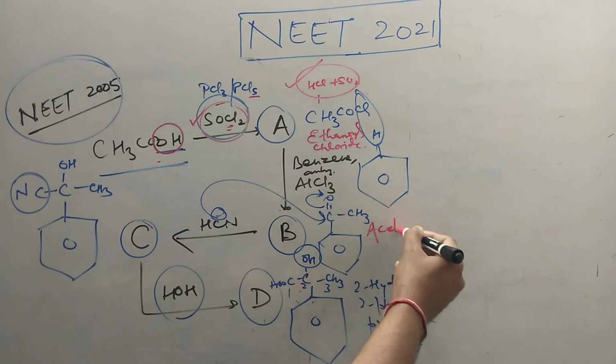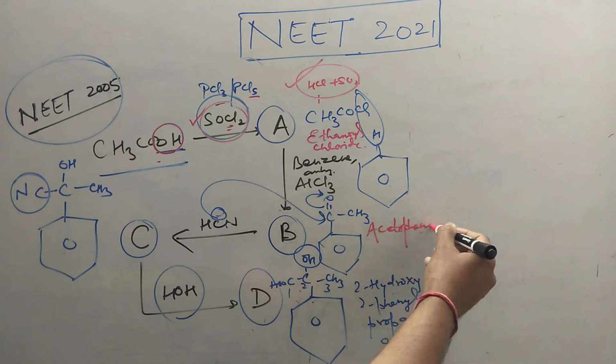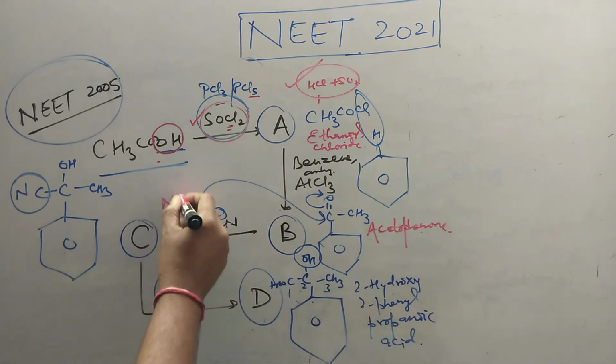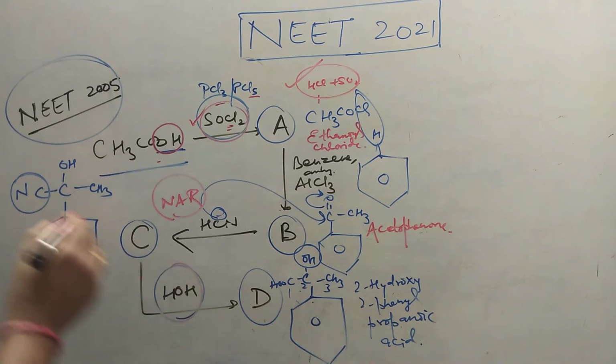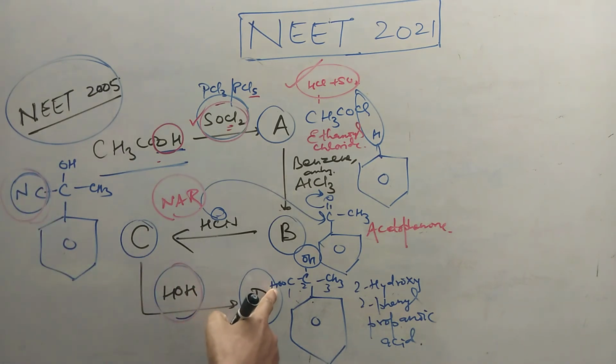This is acetophenone. This acetophenone will undergo nucleophilic addition reaction to form a cyanohydrin derivative with a phenyl group, and this will undergo hydrolysis to convert the CN to COOH. This is called 2-hydroxy-2-phenyl propanoic acid. So it is a beautiful question that was asked in NEET 2005. So student, this type of question will be asked in your NEET entrance exam. So I hope you understood what I wanted to explain to you.